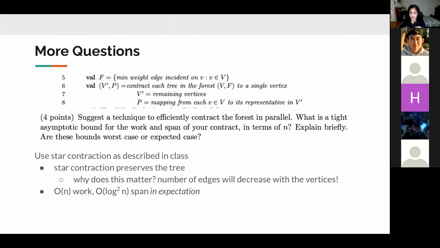And we have a bound on how the vertices will decrease. We have that n prime over 4. So we can also put a bound on how long it'll take. If we use star contraction as described, we would expect this to take O of n work and O of log squared n span in expectation.